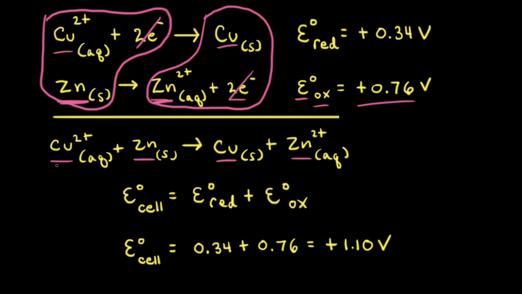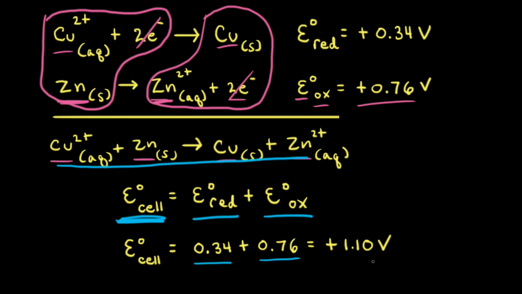Since we were able to get the overall equation by adding the two half reactions together, we should be able to get the overall standard cell potential, E naught of the cell, by adding together the standard potentials for our two half reactions. So E naught of the cell is equal to E naught of the reduction half reaction plus E naught of the oxidation half reaction, which is equal to positive 0.34 plus 0.76, or positive 1.10 volts. So the standard cell potential of our zinc-copper cell is equal to positive 1.10 volts at 25 degrees Celsius.